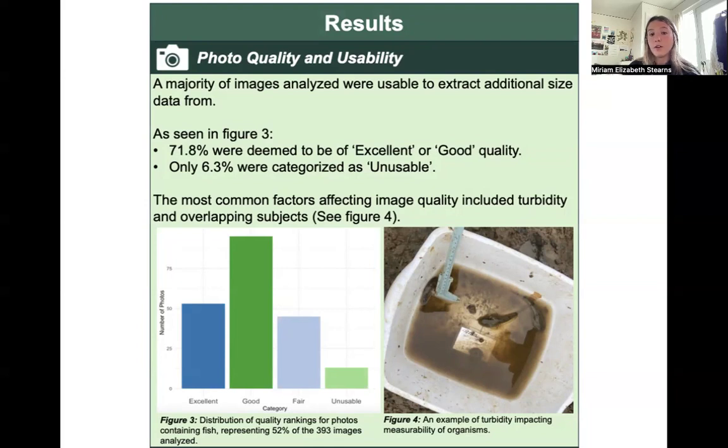And the main factors that I found that affected image quality included turbidity, which obscures visibility, and overlapping subjects, which makes it difficult to isolate and measure individual fish. In Figure 4, you're able to see a visual example of turbidity impacting the visibility of the organisms within the bin.